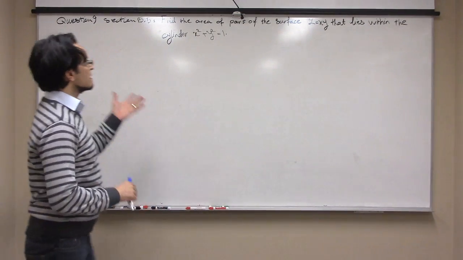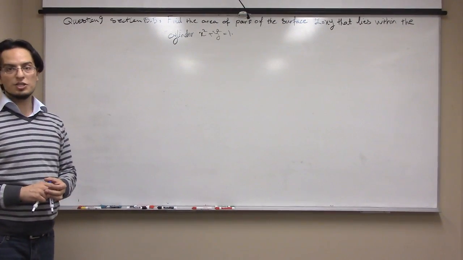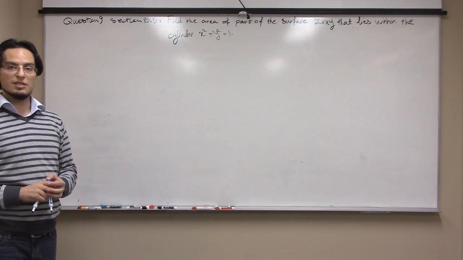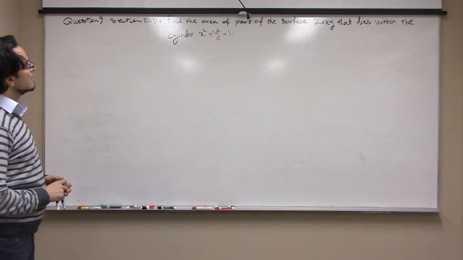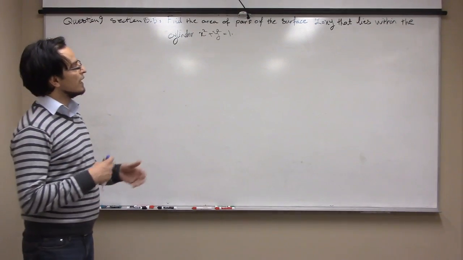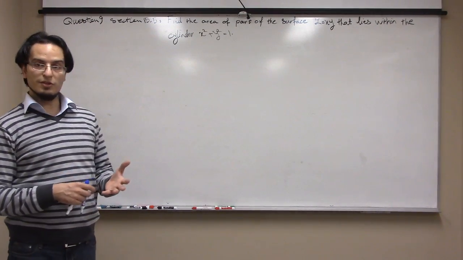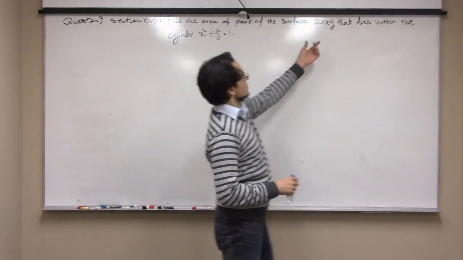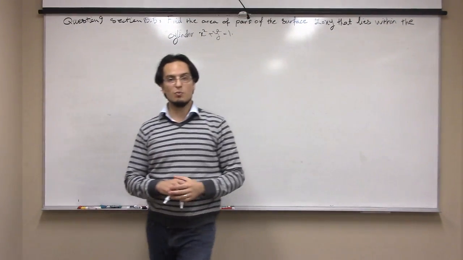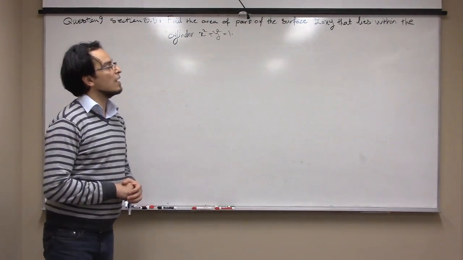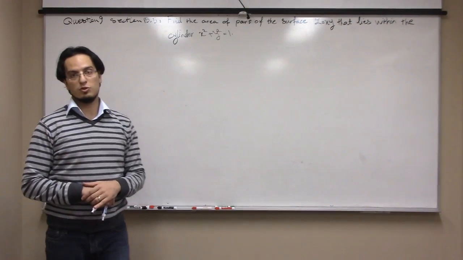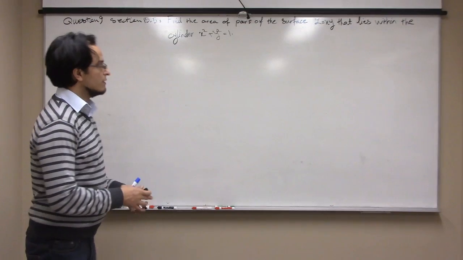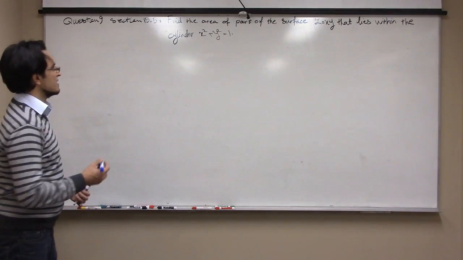Hello everyone, this time I'm back with a question from section 15.5, question 9, which asks to find the area of the surface given by this equation, z equals xy, that lies within the cylinder x squared plus y squared equals 1. A quick review of how we find the surface area.